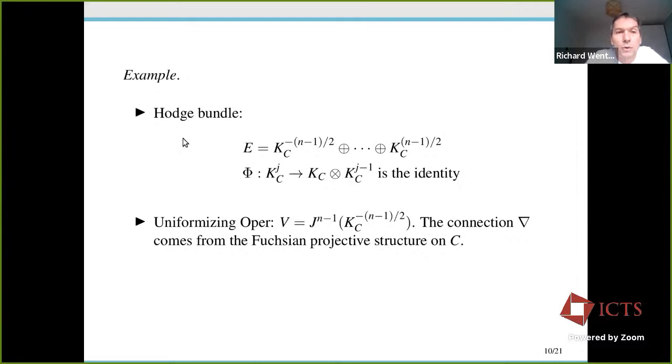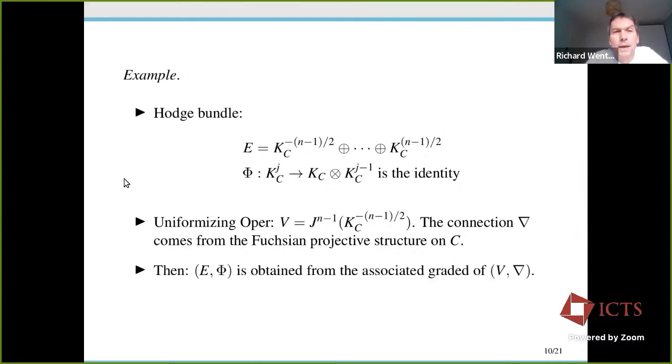These two correspond under non-abelian Hodge, and they also correspond under this Simpson correspondence that I had on the previous slide. Namely, if I take the associated graded of this Oper, then I recover this Hodge bundle.